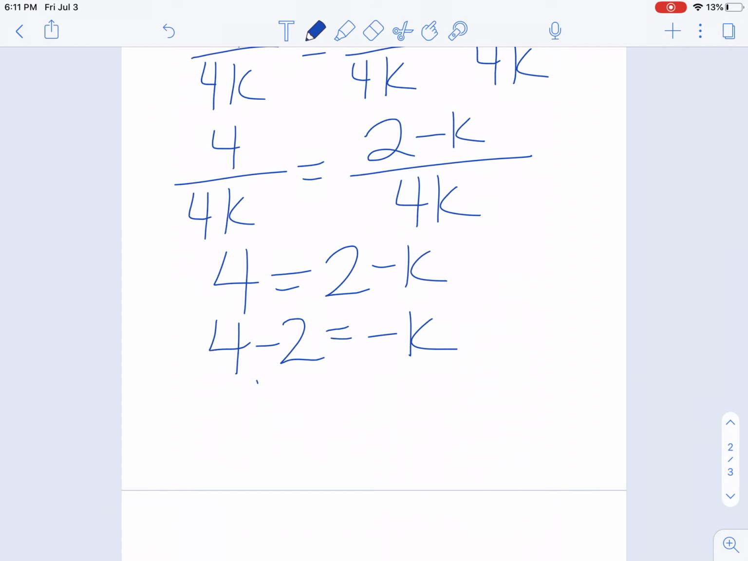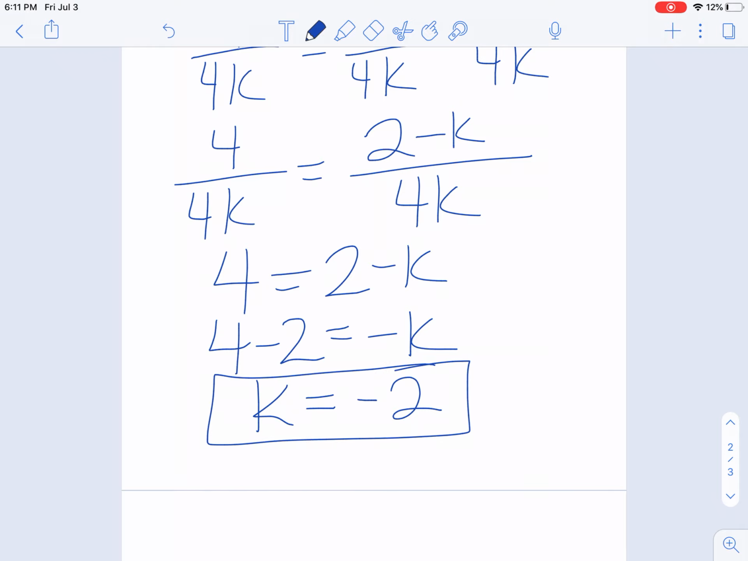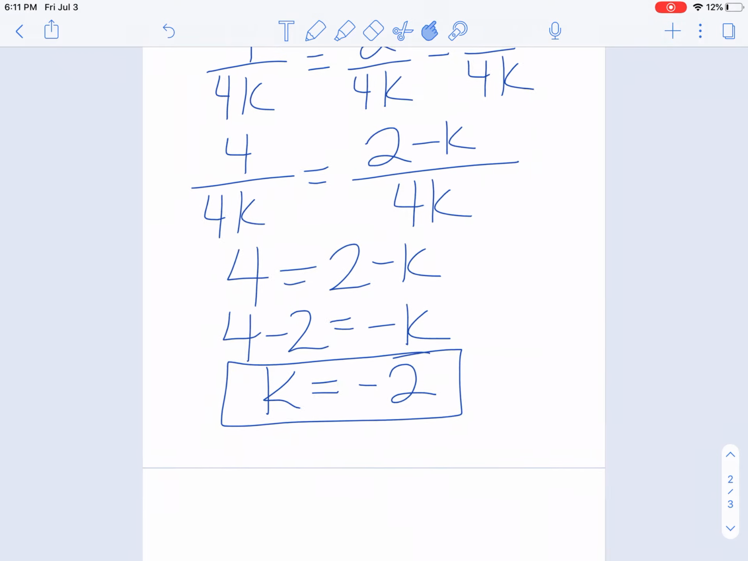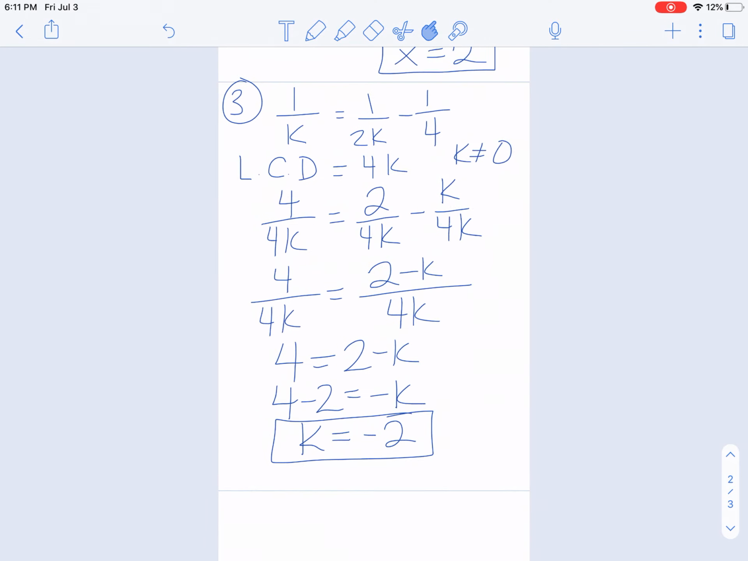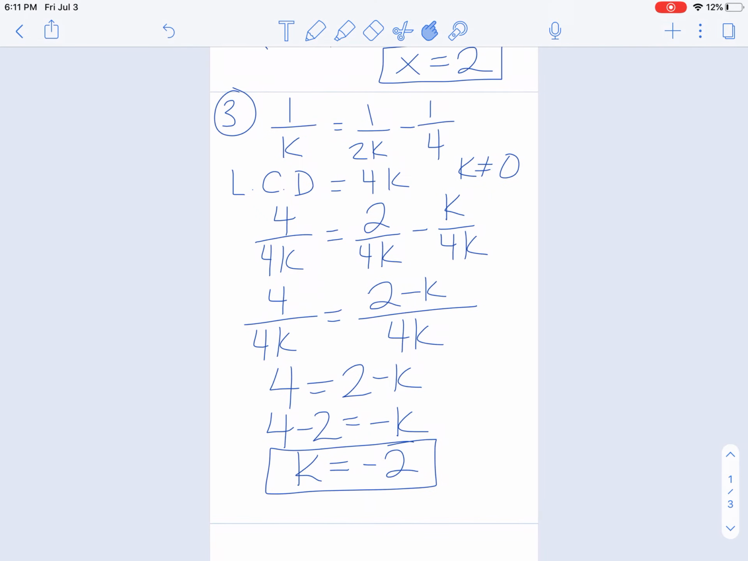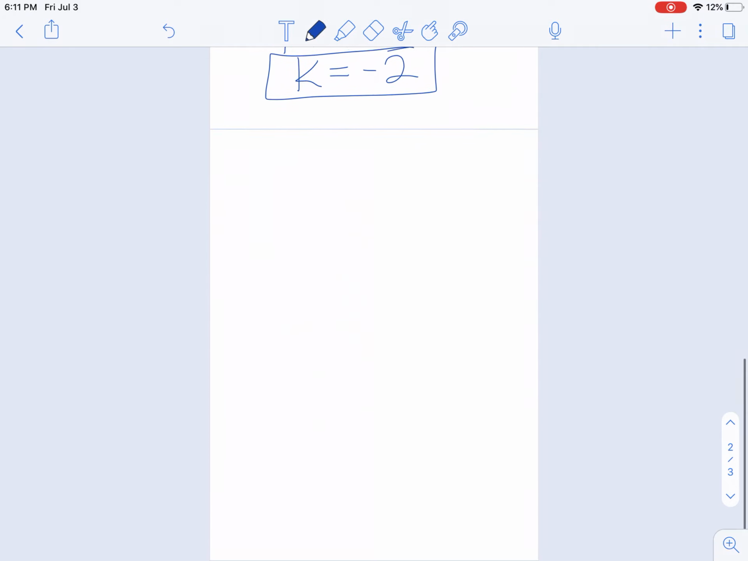And I'll just switch sides here. k equals negative 2. So k equals negative 2 is like my k-intercept, or my intercept with the independent axis, and k cannot be 0. All right, so moving along to a harder example.